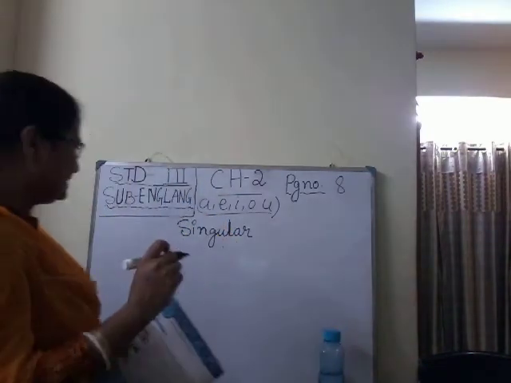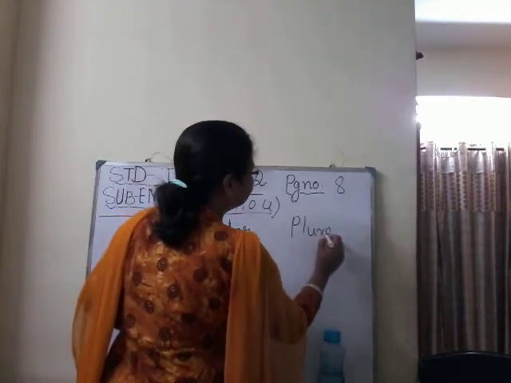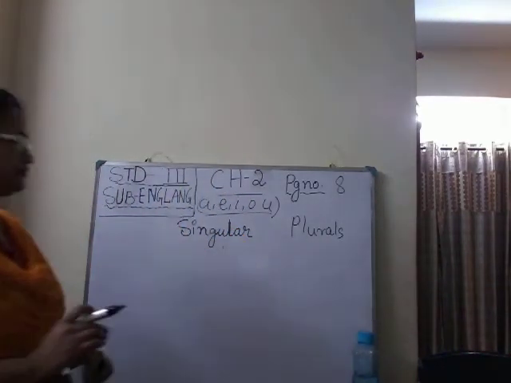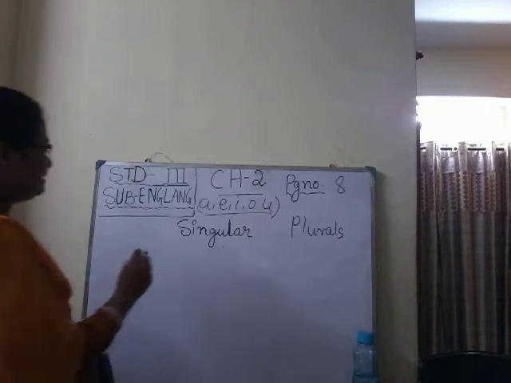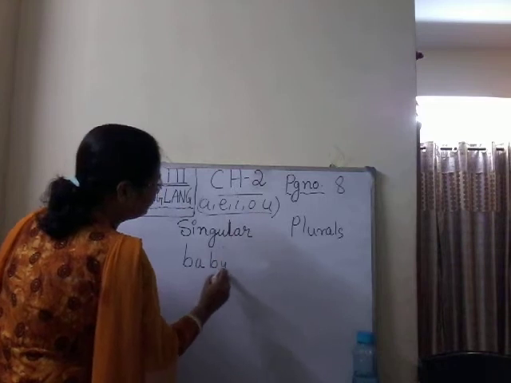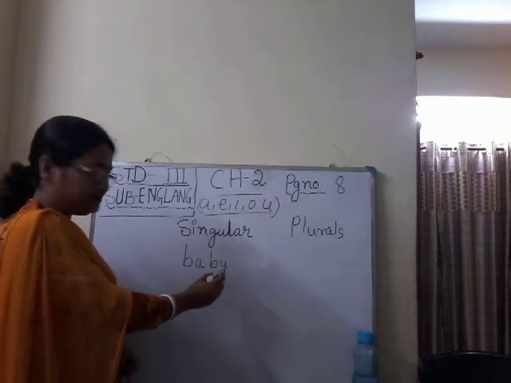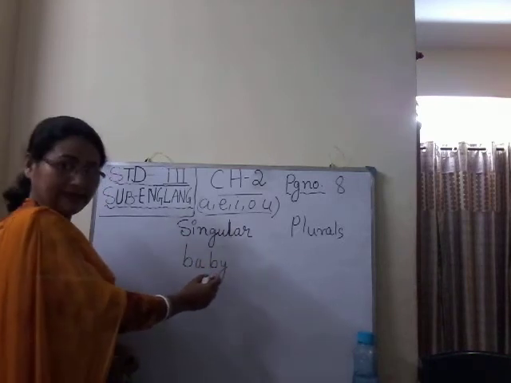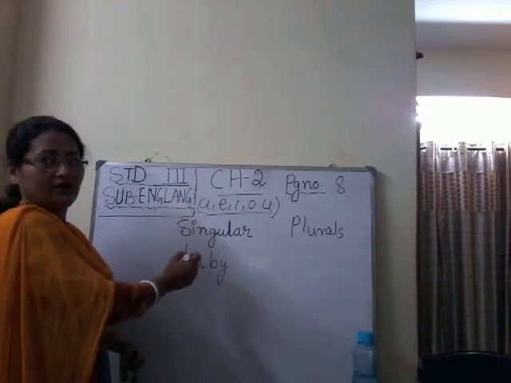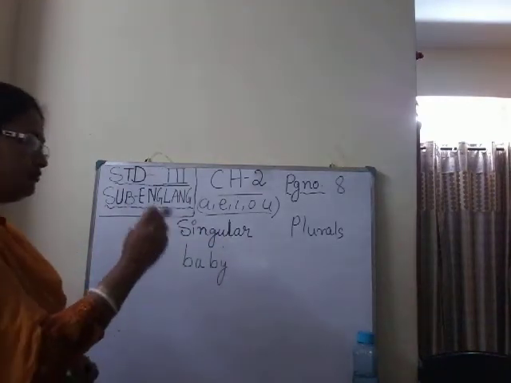Okay. Now let us see. We were doing singular and plurals, isn't it? Now you see, children, let me take one example. Baby. B-A-B-Y. Baby. Here we have seen that the last alphabet of the word is Y. So how will we form the plural of this word? That means the noun baby. To form the plural form, what do we have to do?